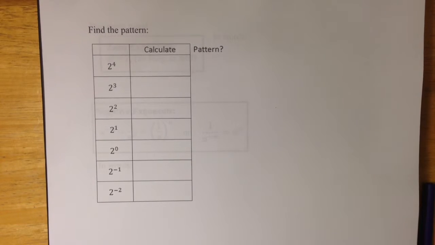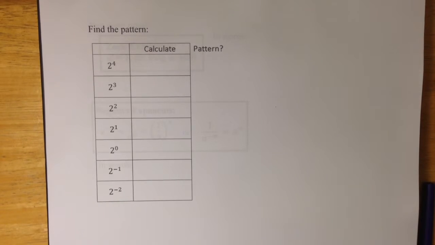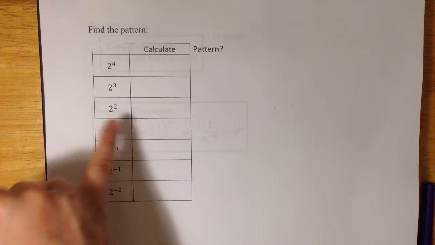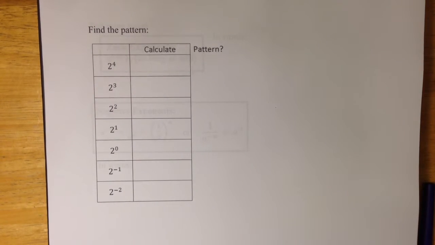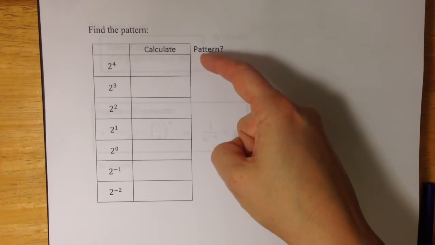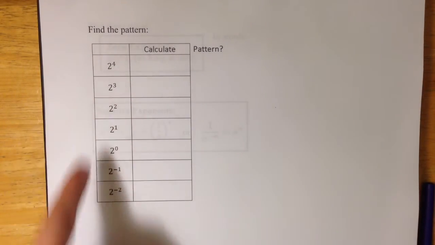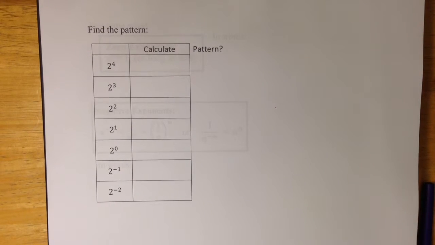Now that we've discovered the product rule, we're going to play around with exponents a little bit more and see if we can discover any other rules. The first thing I'm going to do is have you calculate 2 to the 4th, and 2 cubed, and 2 squared, and 2 to the 1. You can feel free to use your calculator. And then I want us to figure out what the pattern is, what happens to the number as the power goes down. So go ahead, take a second, fill in that table, and then I'll show you what I get when I fill in the first parts of that table.